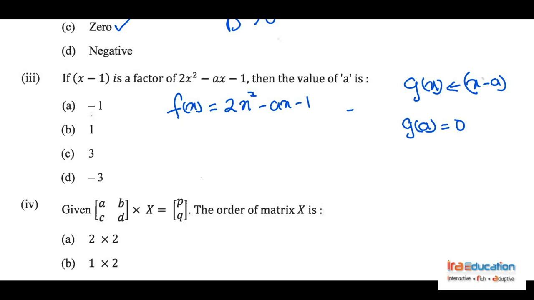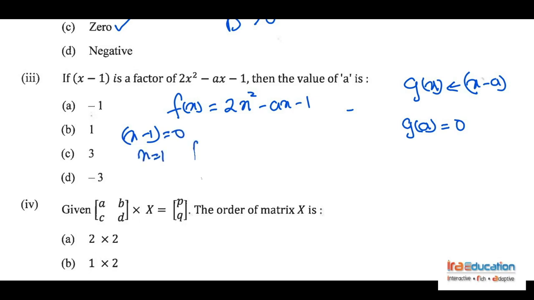Here you need to understand what remainder theorem is. Remainder theorem specifies that if x minus a is a factor for the function g of x, then g of a is equal to 0. Let me apply the same for the given problem. Here, let us take x minus 1 is equal to 0. Therefore, x is equal to 1.